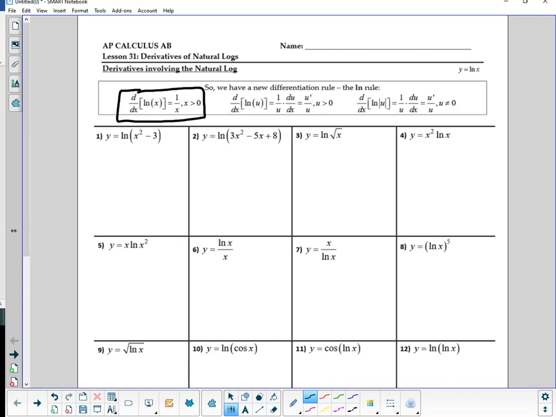If we have the natural log of another function, then we use the u notation to represent u as a function. The derivative of the natural log of a function is 1 over the function times the derivative of the function. We should be used to this by now: anytime we have a function of a function and we're hitting it with a derivative, there's typically a chain rule aspect to it.